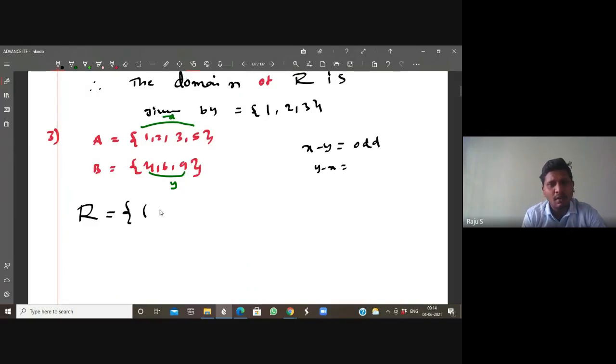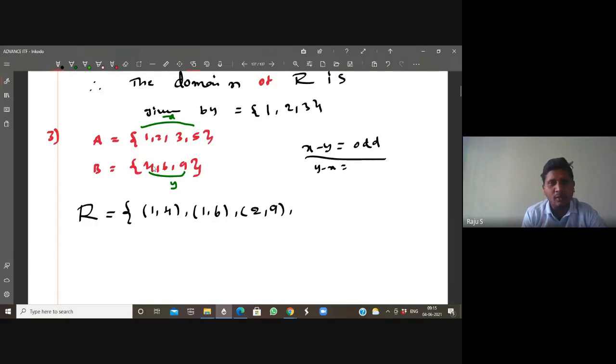1, 4. 1, 6. 1, 4: 1 minus 4 is minus 3. 4 minus 1 is 3, an odd number, right? Then 1, 6 means 6 minus 1 is 5, an odd number. 2, 9. Why can't we take 1, 9? Because 9 minus 1 is 8, and 8 is an even number, but we need the difference to be odd. Okay, fine, very good.